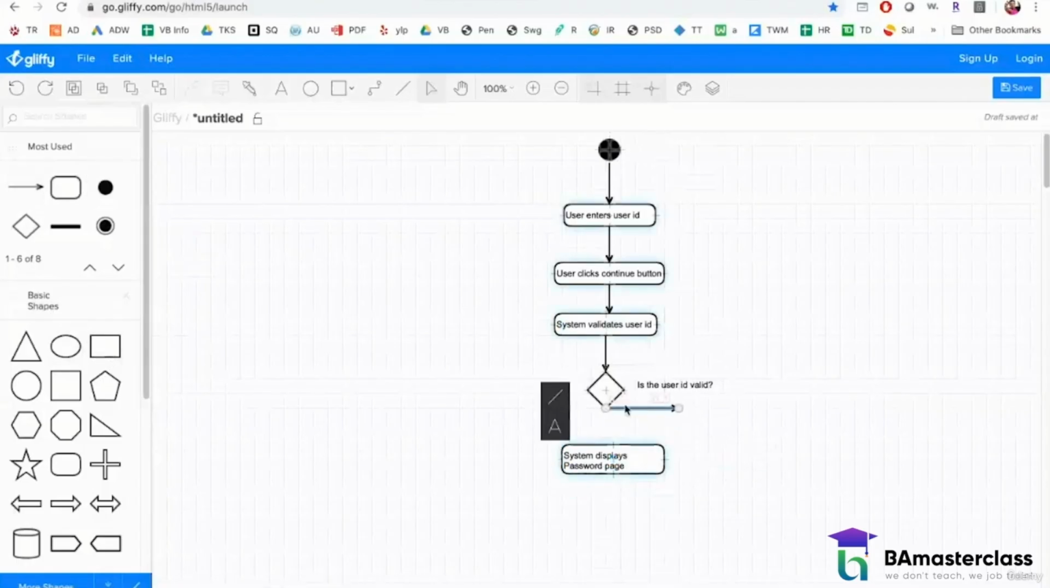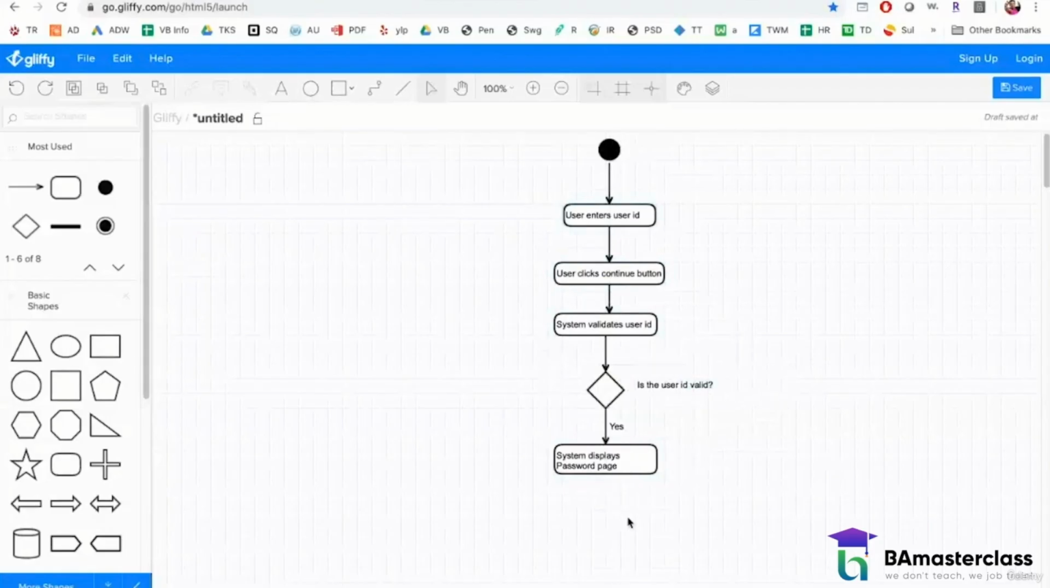Do I write anything on this arrow here, the arrow that's coming out of the decision? Because I've asked a question here, is the user ID valid? So we can write valid over there. I could either write valid or I could simply say yes, because I asked the yes/no question, is the user ID valid? So I say yes.